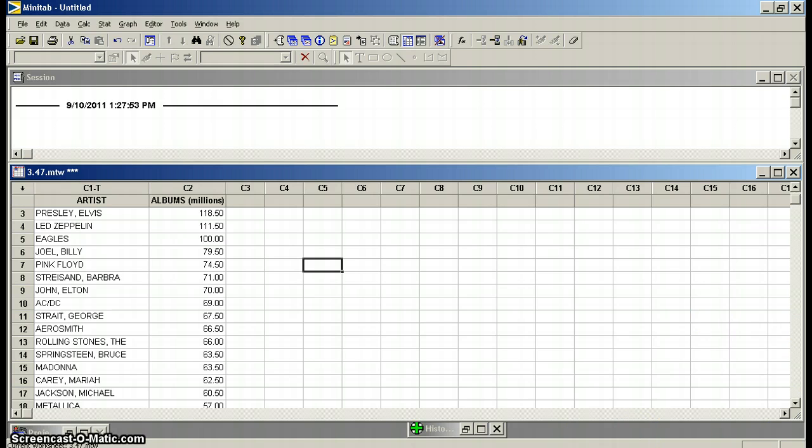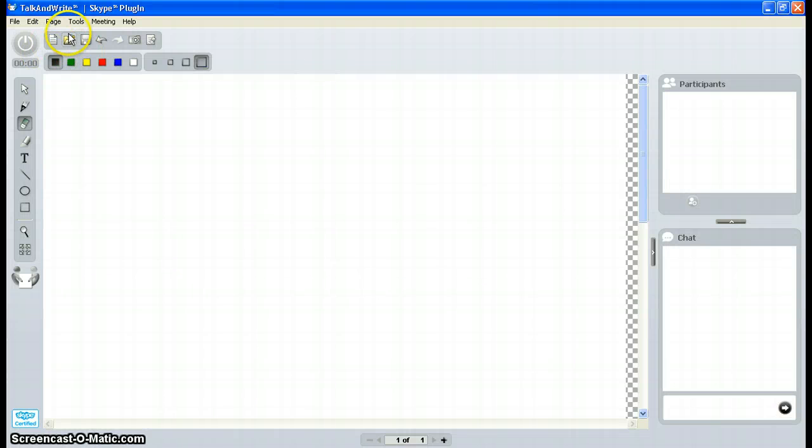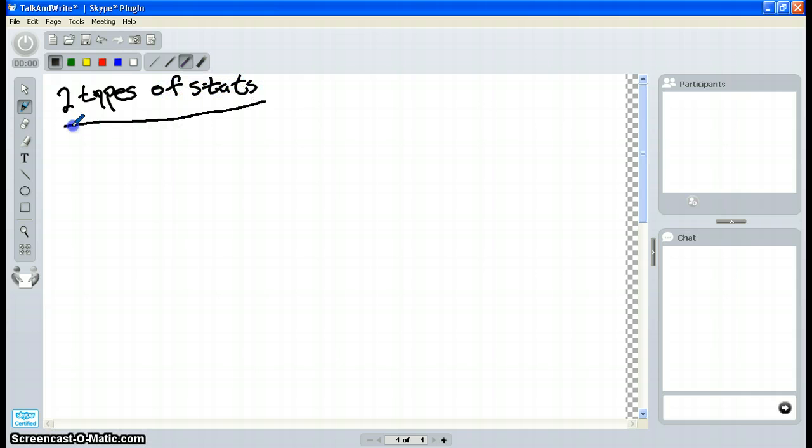So, if we look at statistics, we have two types of statistics. The first kind that we're going to be going over for most of the course is descriptive statistics, and that is just describing data. What's the mean, what's the median, what's the mode, etc. And then after that, there's inferential statistics. That's where we try to make inferences about a population based on only a small part of the population, or a sample.